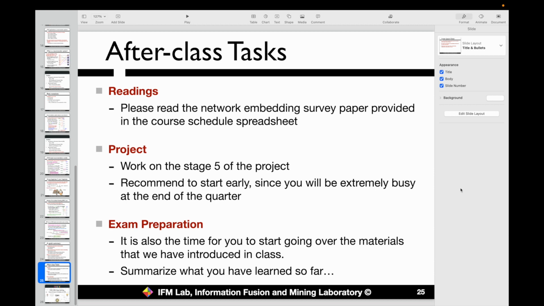Also for the final exam, it's time for you to start going over the materials we have introduced in this class, and also summarize what we have learned so far from this course. And then we also have one lecture on the final exam next week. We will do an overview for you for the final exam.